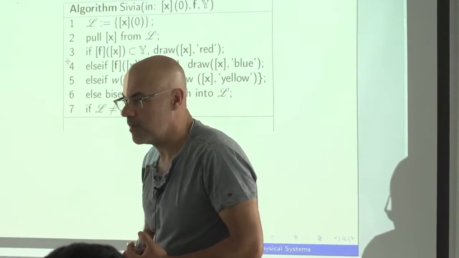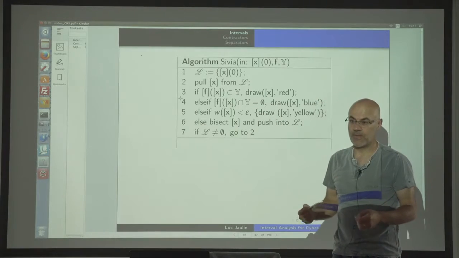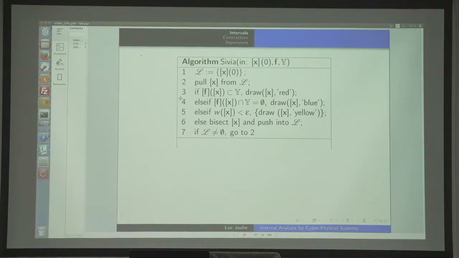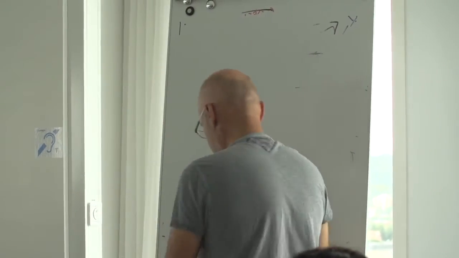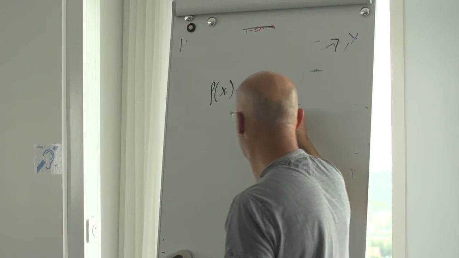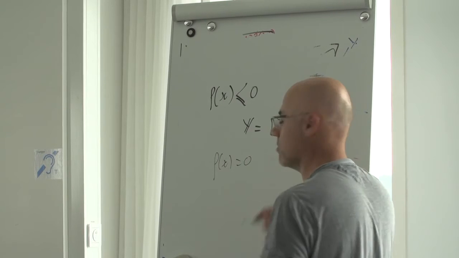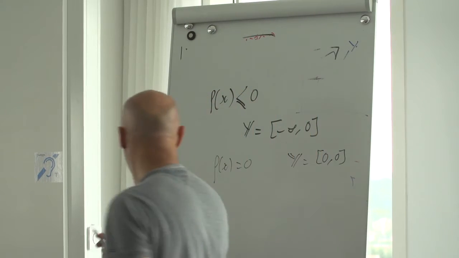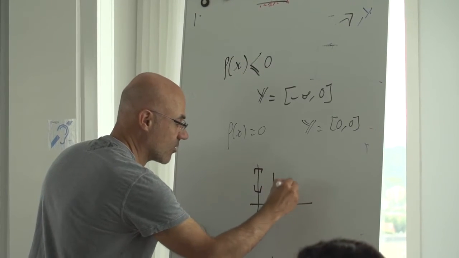Is Y a box as well? Y is the set you want to invert. I just showed how to compute the inverse of a set, but in practice it corresponds to inequalities, for instance. If I want to solve an inequality of the form f of x negative, Y corresponds to minus infinity, 0. If I want to solve an equation, f of x equals 0, Y corresponds to 0. If I have some measurements, for instance one measurement and another measurement, Y may correspond to a box.